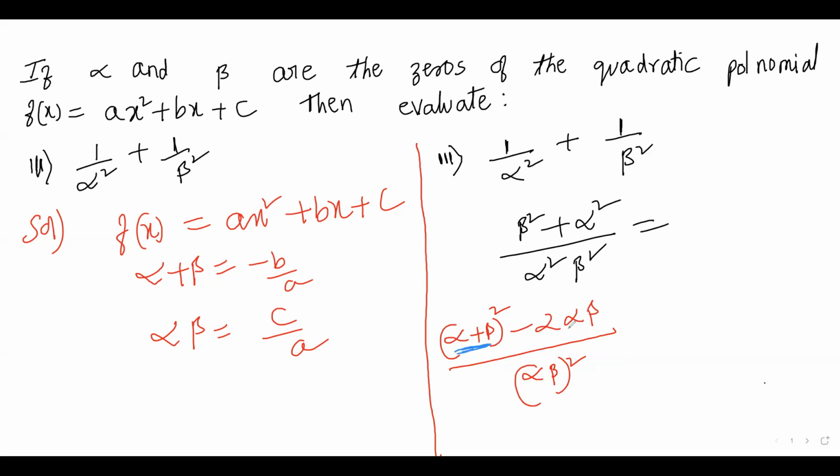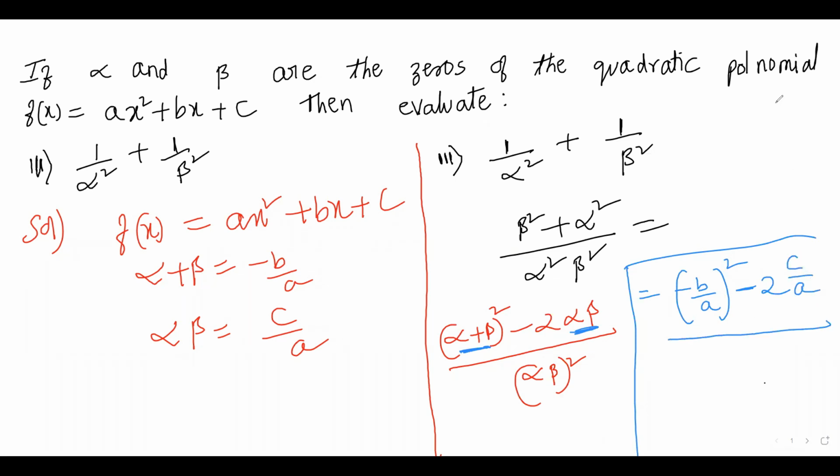So we have sum and product also. Substitute sum of zeros and product of zeros. Let me substitute here. Alpha plus beta is minus b by a whole square. Alpha beta is c by a. Got it? Now alpha beta is c by a whole square. Let us simplify this part.